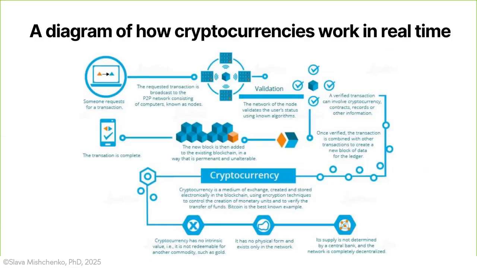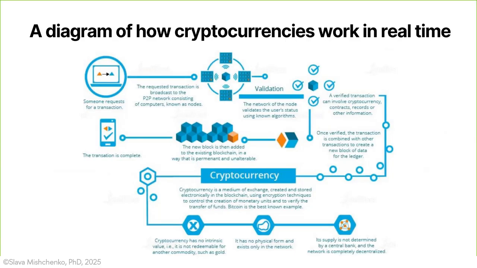And you can notice also the bottom part of the diagram where it shows three key characteristics of a cryptocurrency: no intrinsic value, no physical form, and no central control. And this is crucial to understand because we're dealing with a completely new paradigm of value exchange.